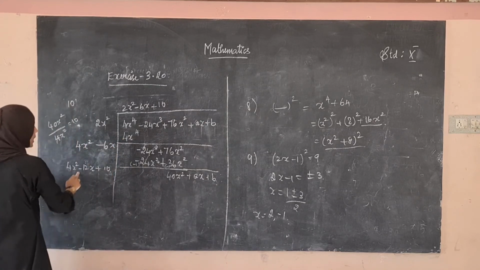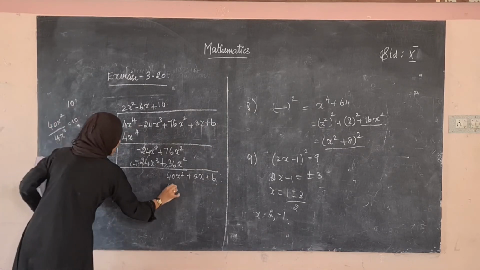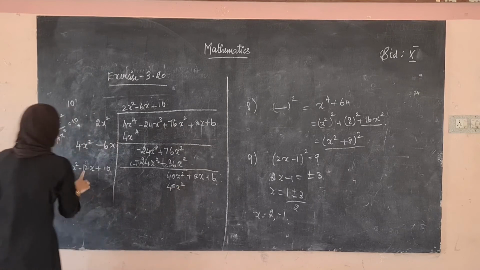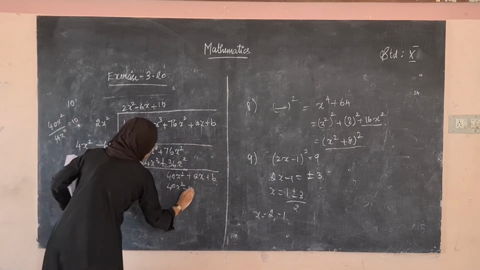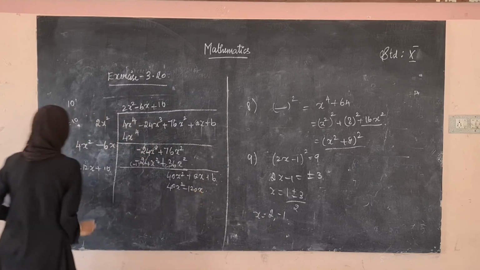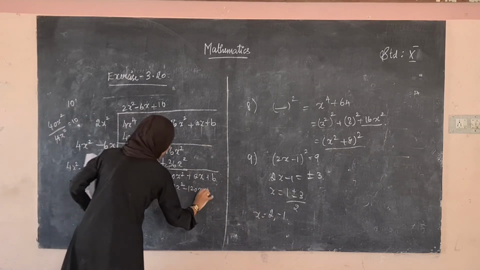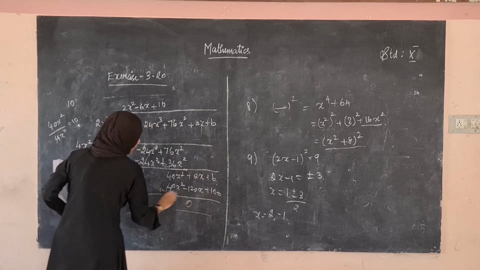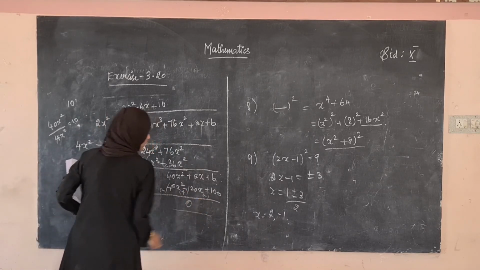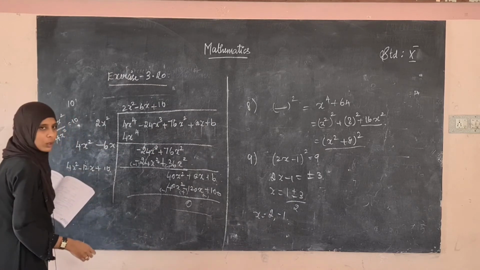So 4 into x square plus 10 is 40 into x squared minus 12 into 12x plus 10 is minus 120 into x plus 10 into plus 10 is plus 100. So we will get 0, right? Here it is plus, here it is minus, right? We will get 0.